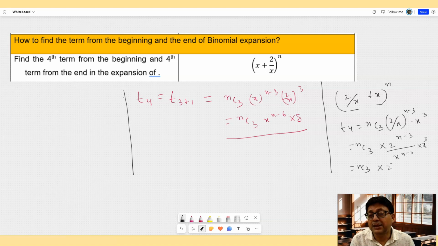So nC3 2 to the power n minus 3 by x to the power n minus 6. This is the fourth term from the end. What we did there, we just exchanged their places. In place of x, we bring 2 by x. In place of 2 by x, we take x.